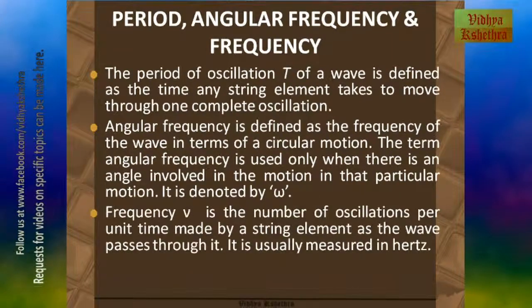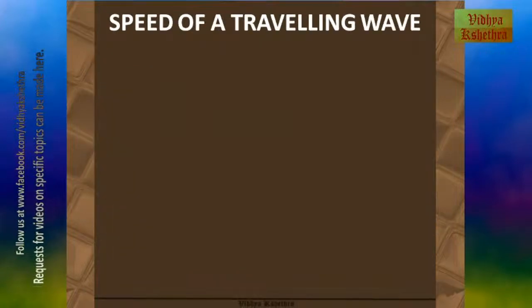Now frequency nu is the number of oscillations per unit time made by a string element as the wave passes through it. It is usually measured in hertz. Now the relation between period, angular frequency and frequency is: frequency nu is equal to the reciprocal of period, which is equal to omega by 2 pi. Here omega is the angular frequency, T is the time period and nu is the frequency. Now we shall see how to calculate the speed of a wave.